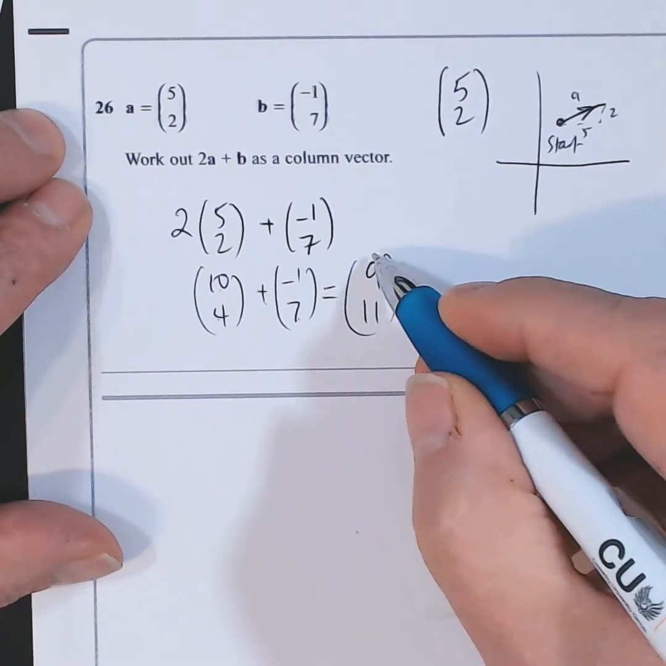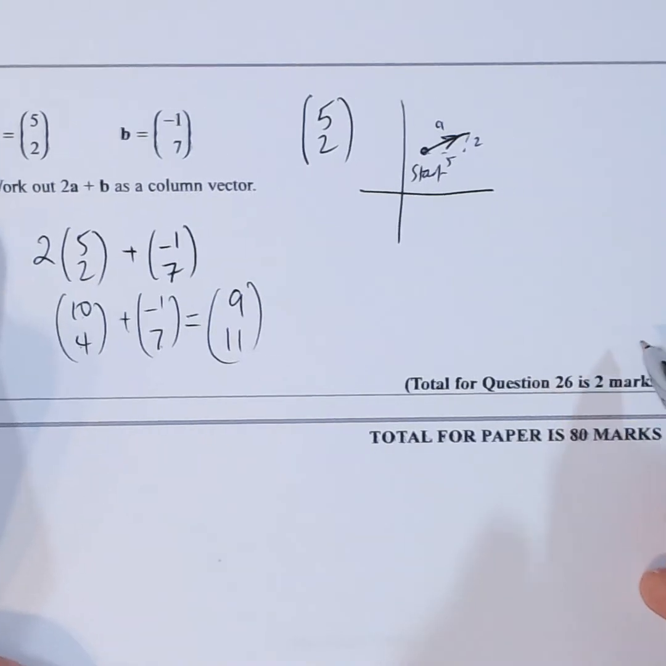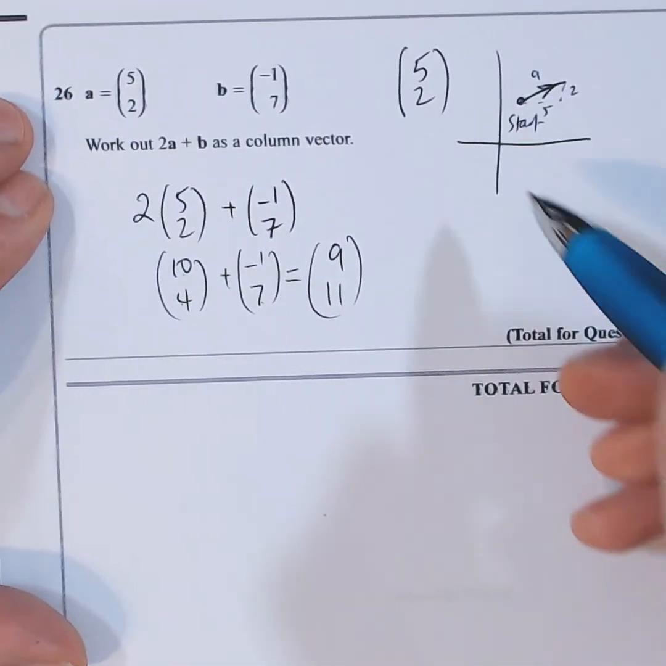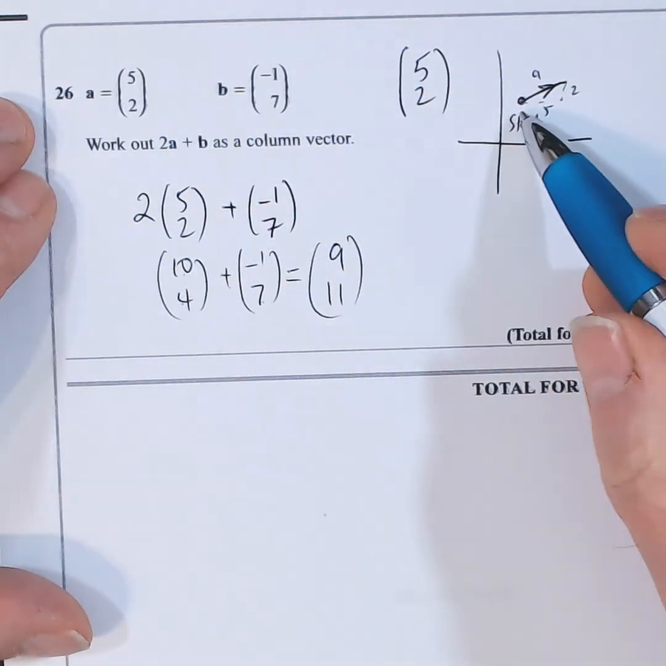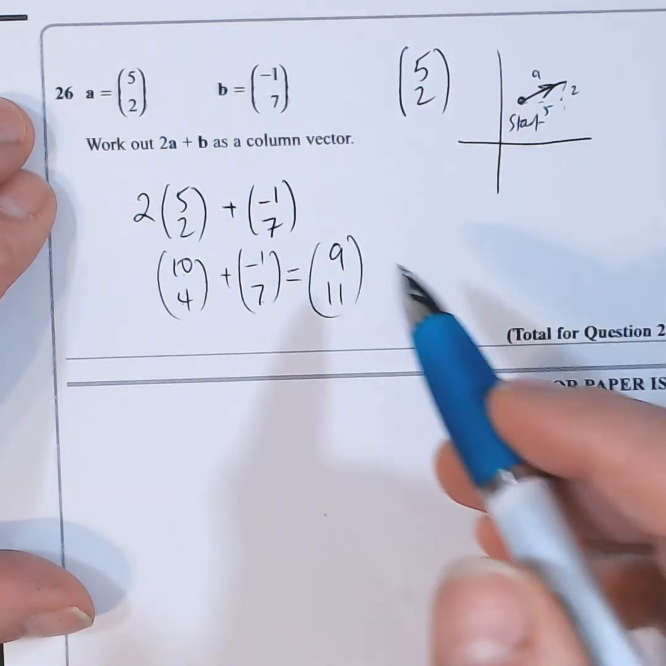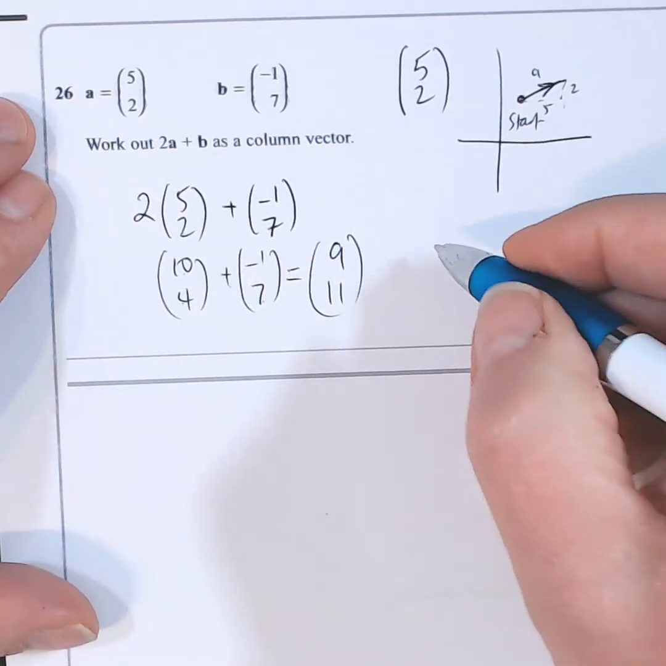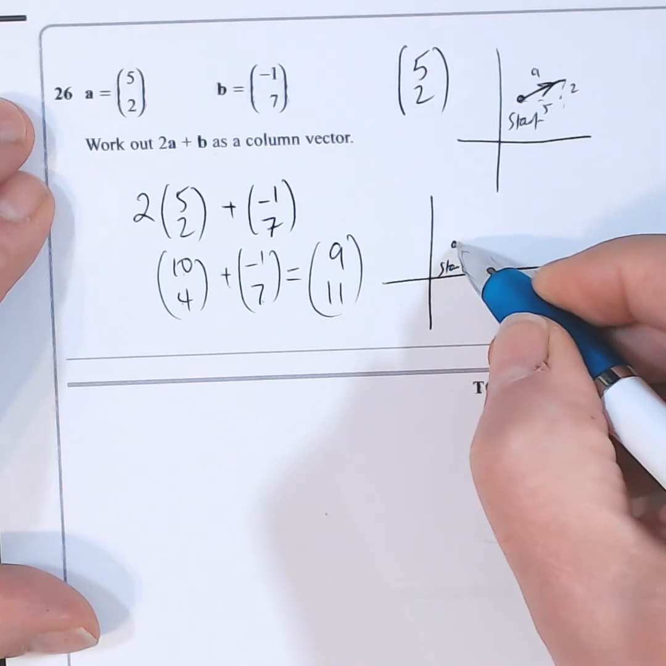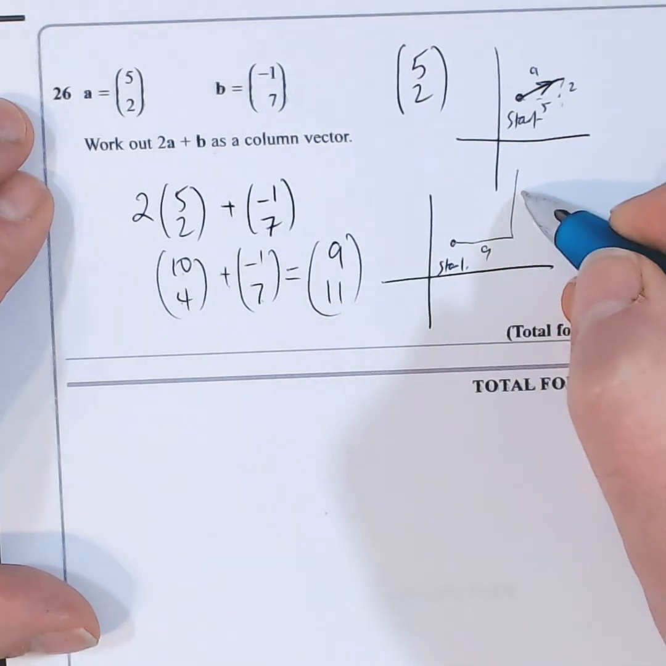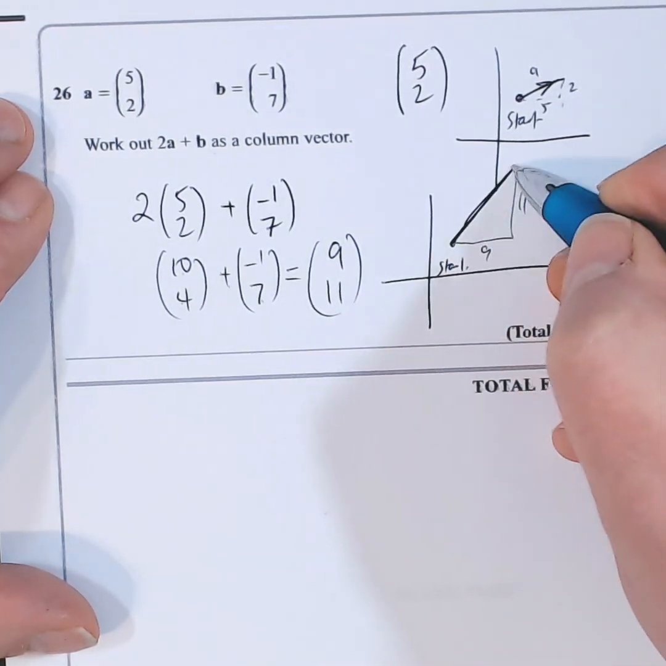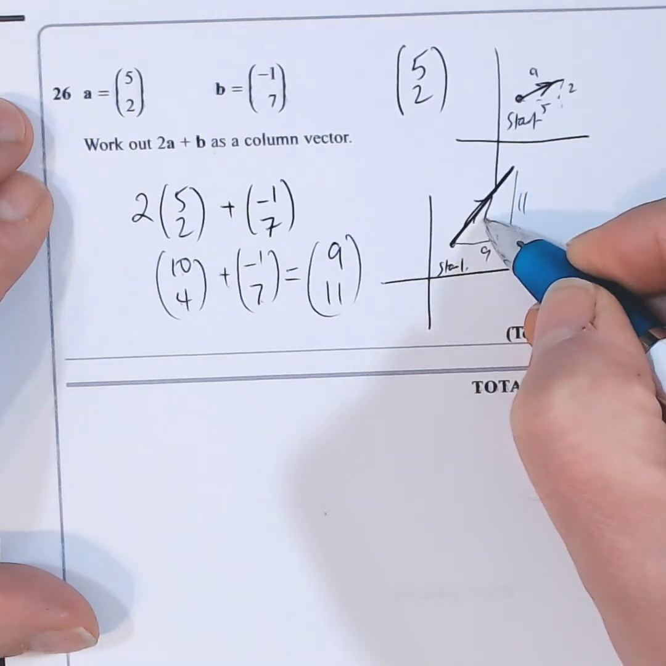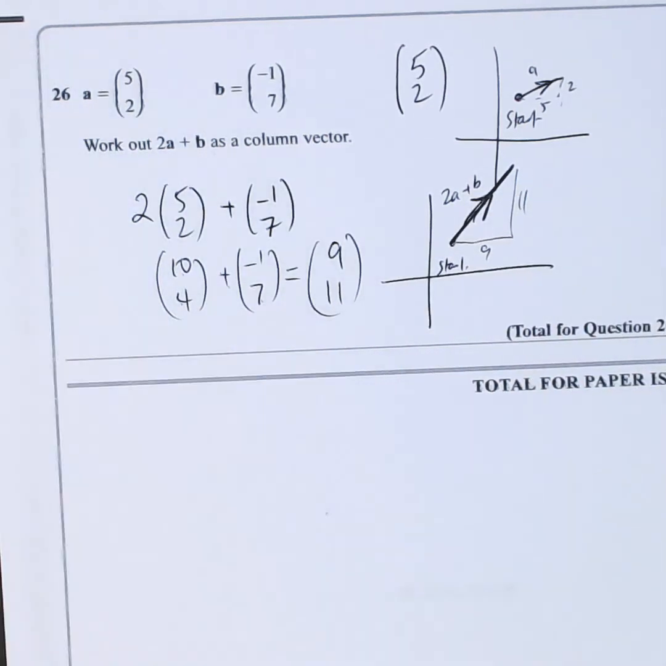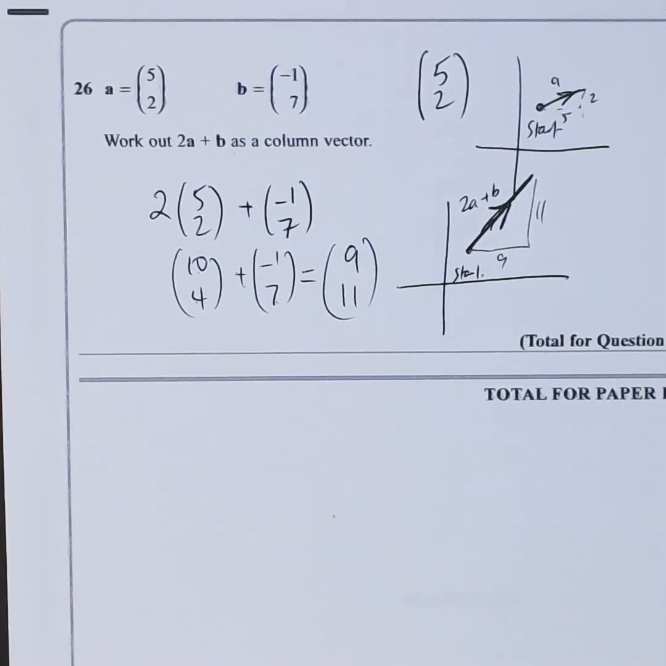So column vectors are written like that. So on the answer line, you'd be writing 9, 11. Okay, so that's how column vectors work, and if you was asked to sketch them, then you could do that. So if we had to sketch the vector 2a plus b, then we'd have a start, and this is telling us we go 9 across, we go 11 up, and then that would be a vector. The direction of travel was in that direction, so we put the arrow on, and this would be 2a plus b.